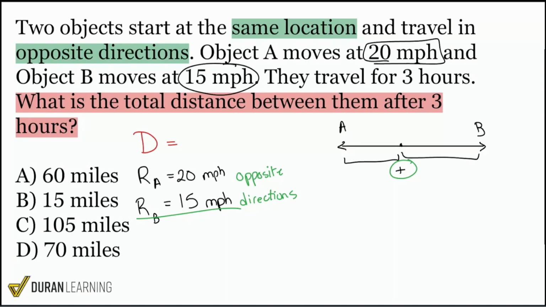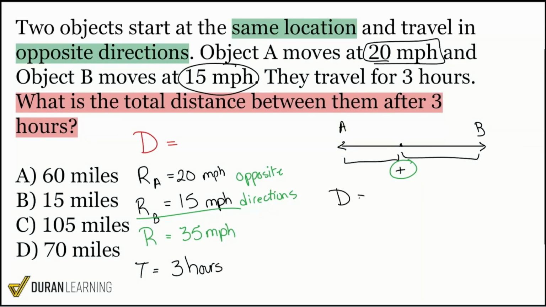So our true rate, the combined rate, is 35 miles per hour, because again, opposite directions. The time period that we're given, everyone, is what? 3 hours, correct. So this problem doesn't have to be so complicated, right? We have what we need.